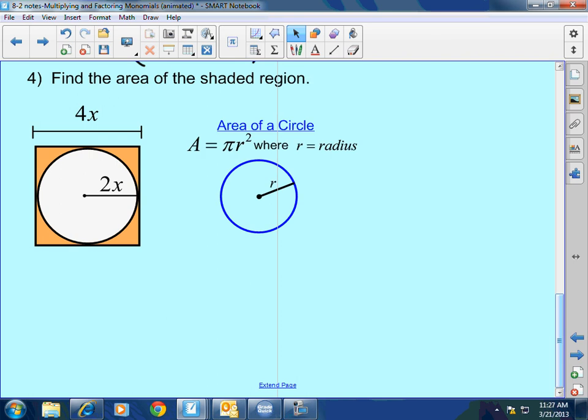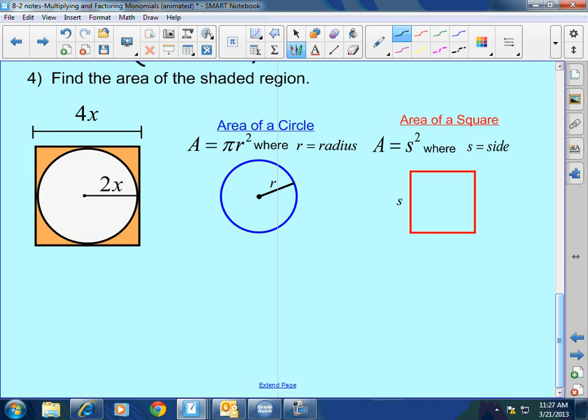But to find this, we need to know the area of the circle. And the area of the circle is pi r squared, where r is the radius. We're also going to have to find the area of the square, which is side squared, because all sides are equal in a square. So in order to figure this problem out, we first find the area of the square, and then minus the area of the circle. So what is the area of the square, my brothers?